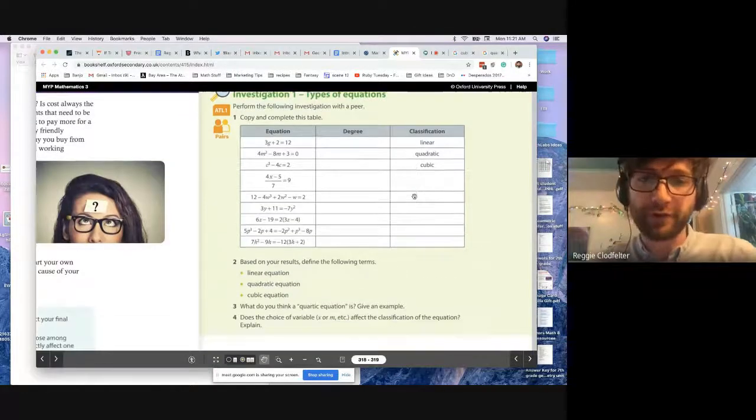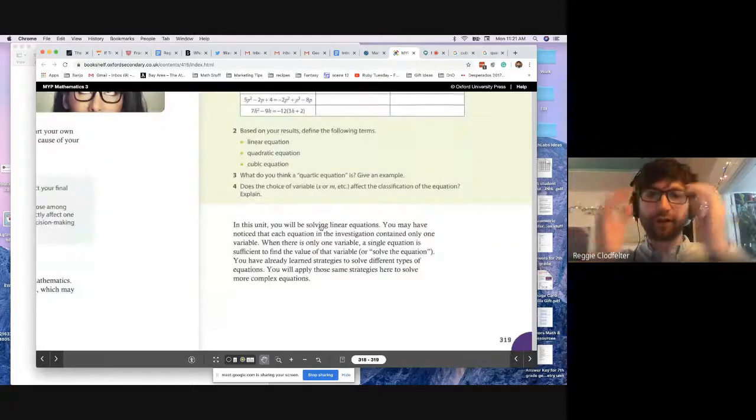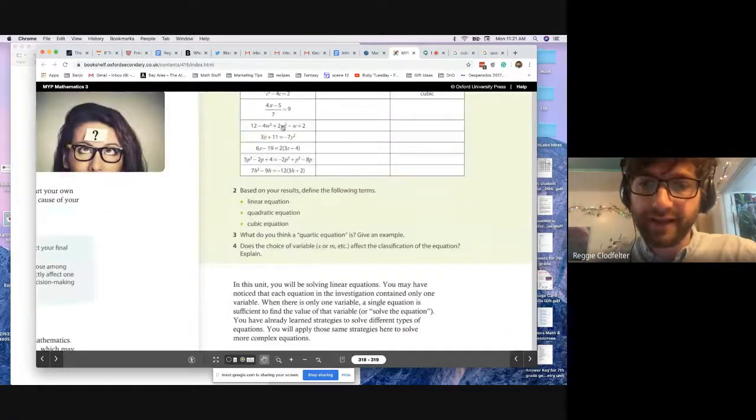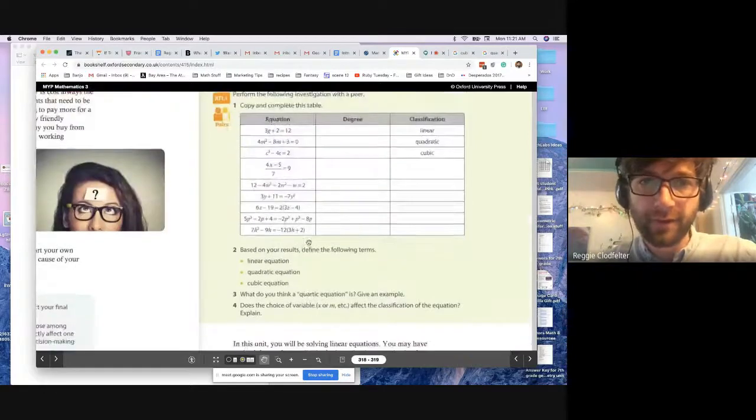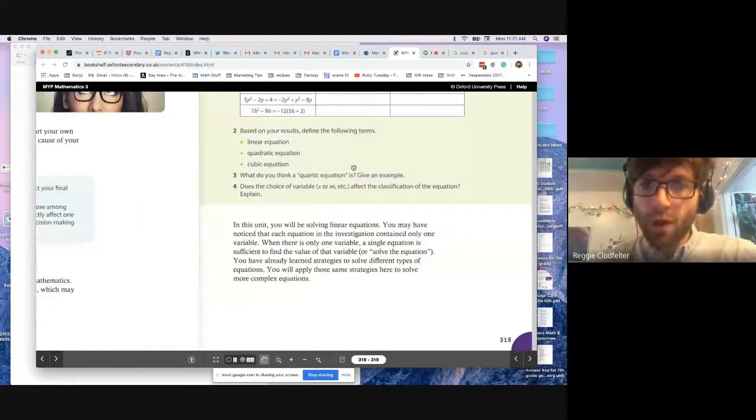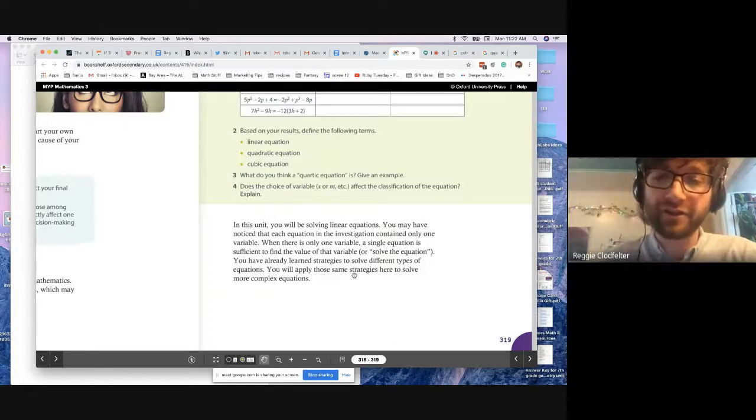Okay, so first, in this unit, you'll be solving linear equations. You may have noticed that in each equation in the investigation, this one right here, each equation contains only one variable. That means there's only one letter. There's just a G or an M or a C or an X. There's not two different variables in the equations. When there is only one variable, a single equation is all you need to solve for the variable, to find the value of it. If there are two variables, how many equations do you think you would need to solve for both the variables?